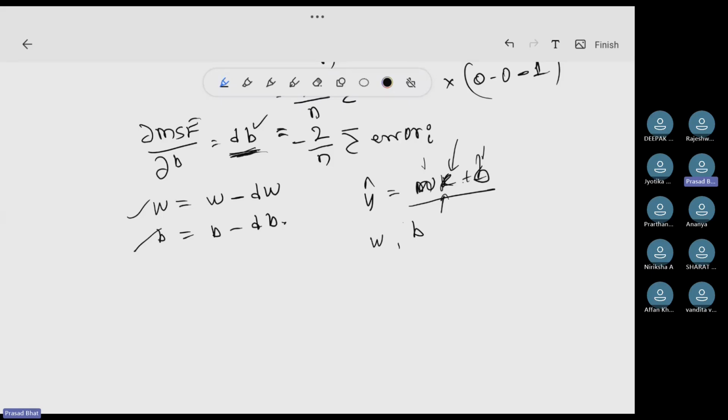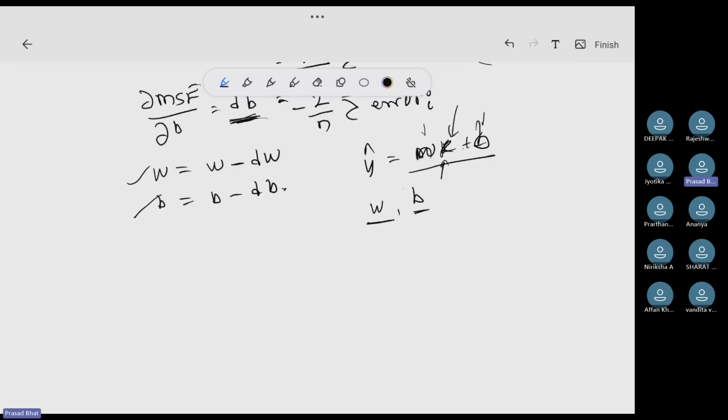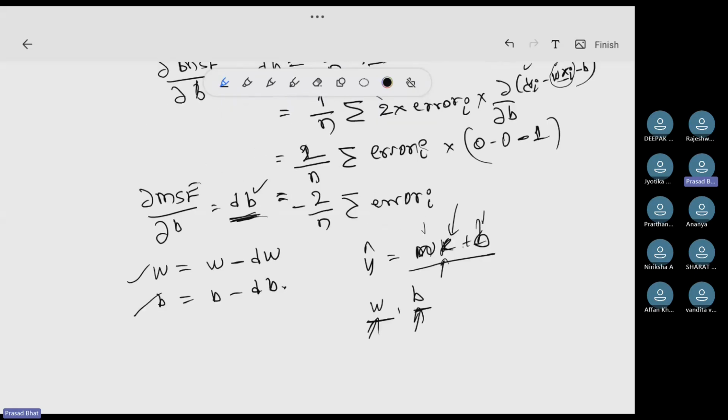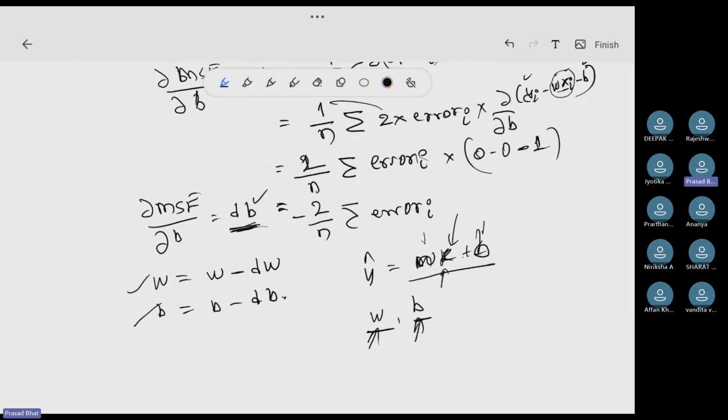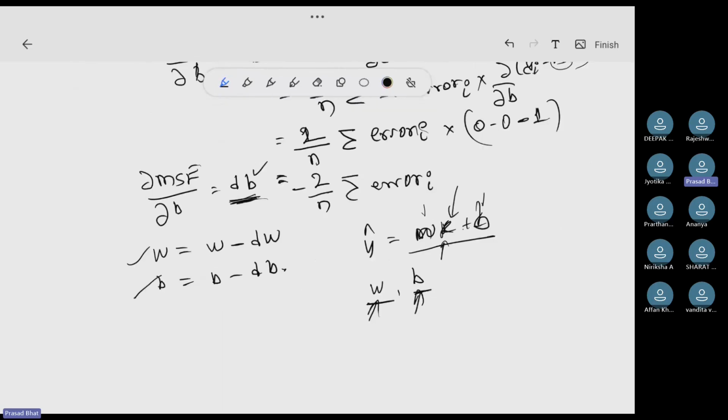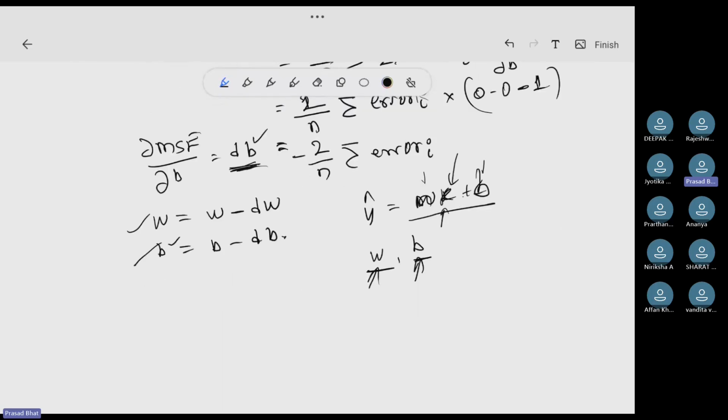Univariate means only one variable. Bivariate means two variables. Multivariate means multiple variables. Now this has become a bivariate function, right? So once we do this, we will have to tune w separately and tune b separately. That is why two equations. How does changing b affect my MSE separately, and how does changing w affect my MSE separately? That is why two equations.